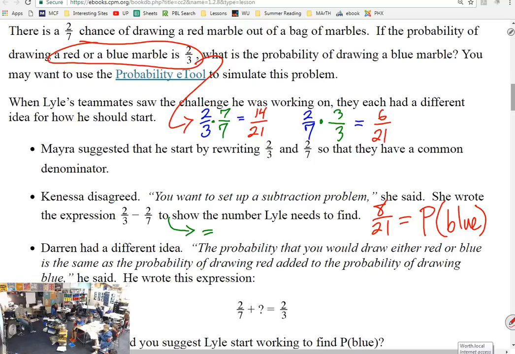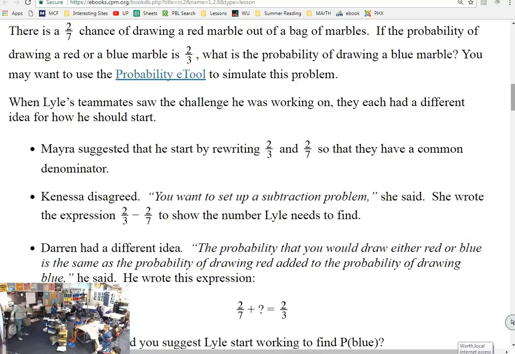I've kind of thought about this, because he wouldn't convert, it wouldn't really work. But if you were to mix all the ideas together, this strategy would actually work. But you would have to first convert, like what Mayra said.